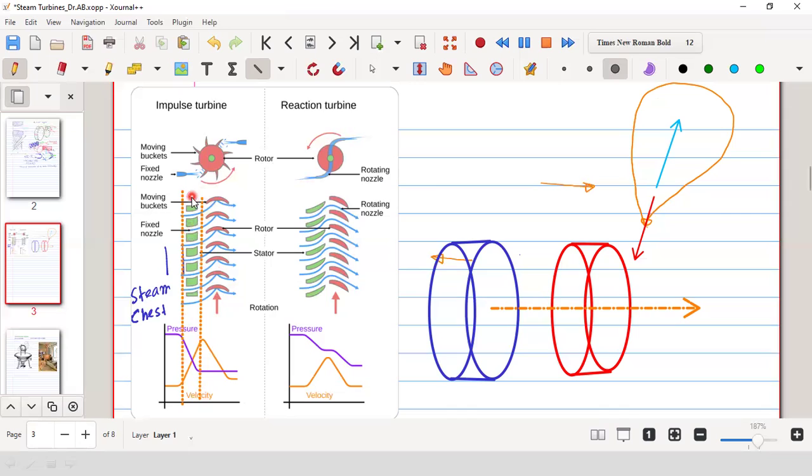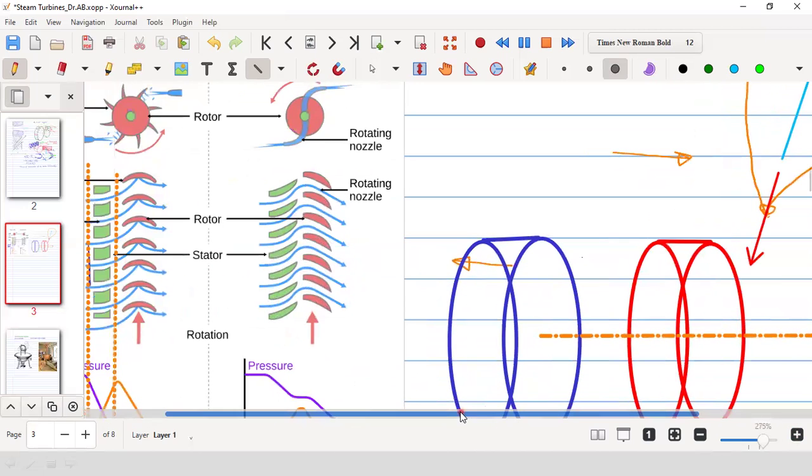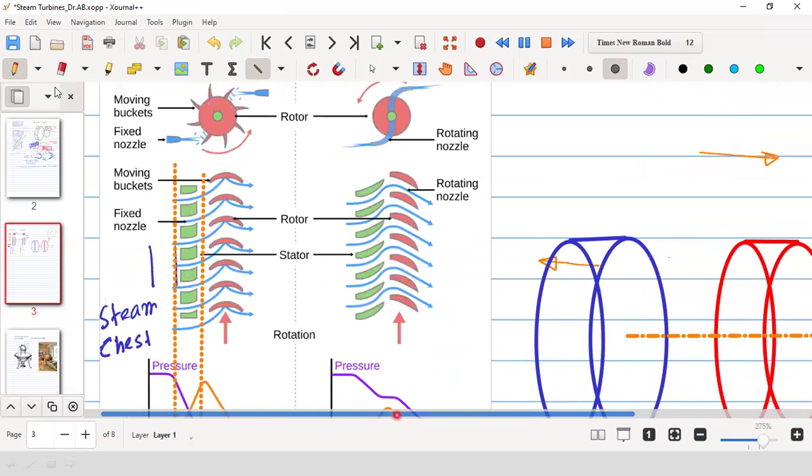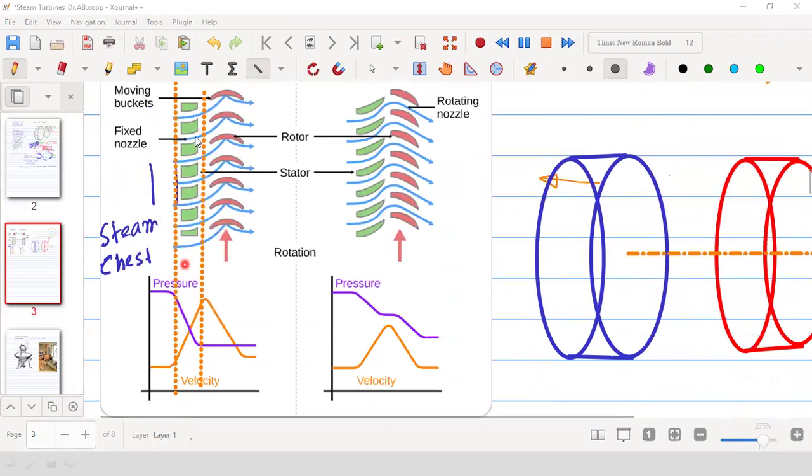So the characteristic feature of an impulse turbine is that the pressure drop will be within the nozzle. Now let me enlarge it more and you will get the clear figure. Okay. During this movement only, there is a pressure drop. So the pressure, this purple color line, is changing only during the passing through the nozzle. In the blade, there is no pressure drop. This is to be remembered, understood.